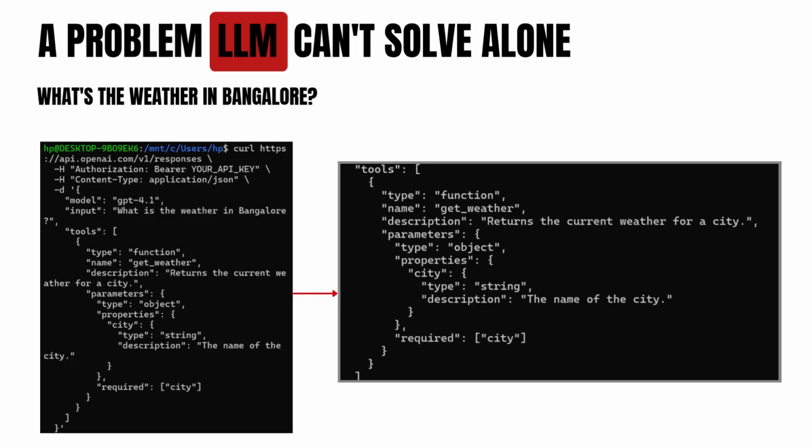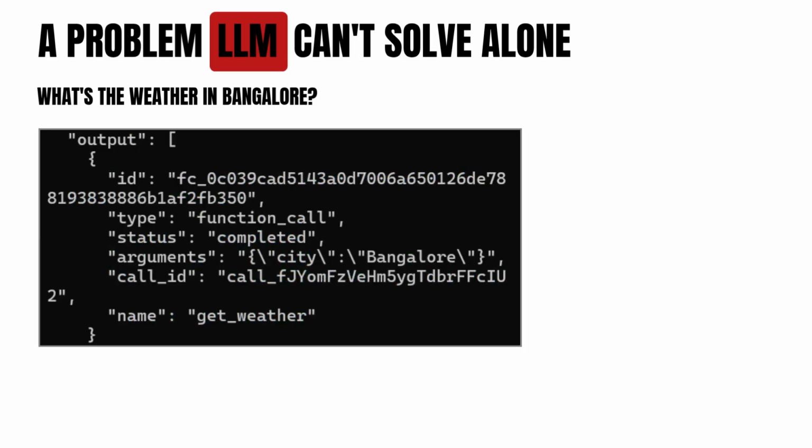Now, what does OpenAI return? The response is completely different. Instead of answering the question directly, the model returns a function call. It's essentially saying, I can't answer this yet. Please execute the getWeather function with the argument city equal to Bangalore, and then come back with the result. This is one of the most important concepts in agentic AI. The LLM never executes your function. It only decides which tool should be used and what argument should be passed.